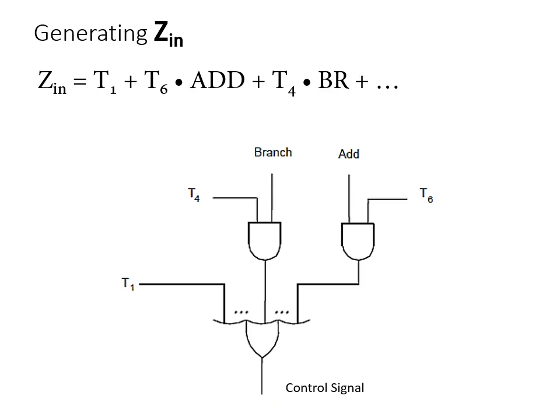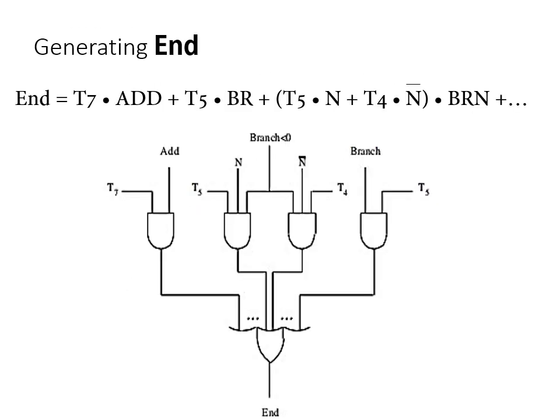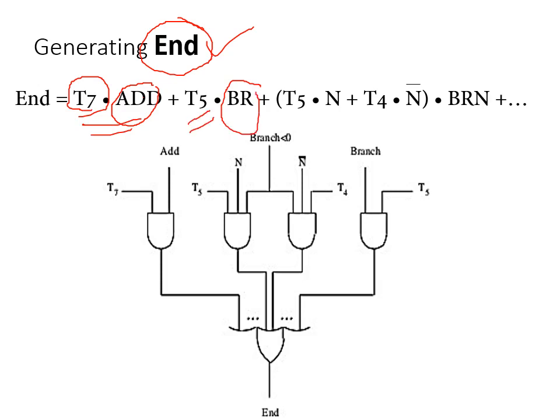So along with ZIN they have also explained the end signal. See, the end signal, there is a control sequence I have shown you for add in my previous slides. Go and find: in the add instruction, at the 7th clock cycle, end has to be executed. In a branch instruction, at the 5th clock cycle, end must be executed.